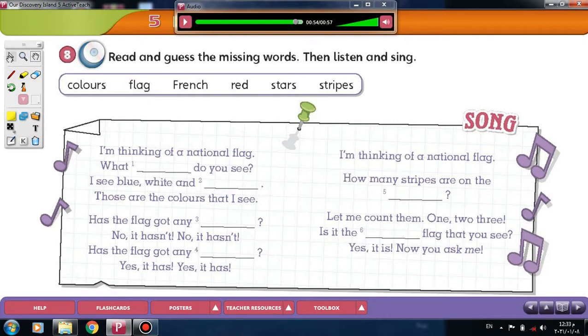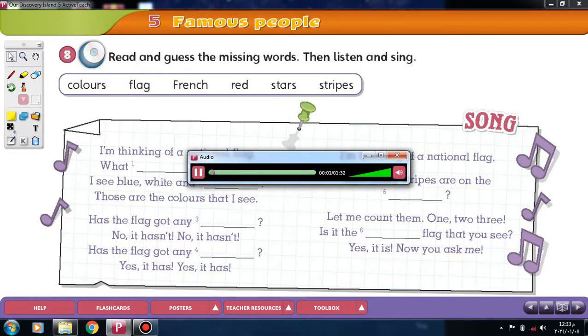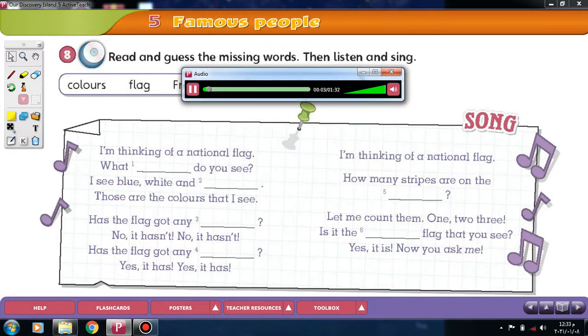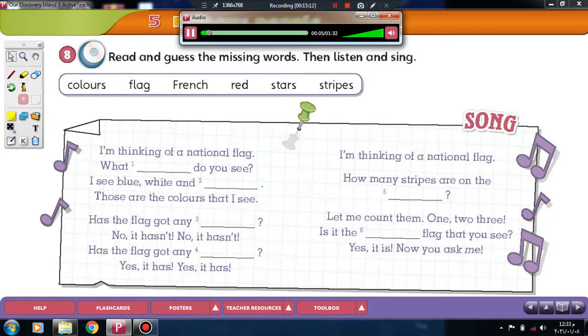Let's listen. Page 58. Unit 5, Lesson 3. Activity 8. Read and guess the missing words. Then listen and sing.